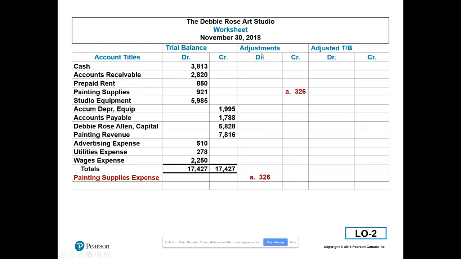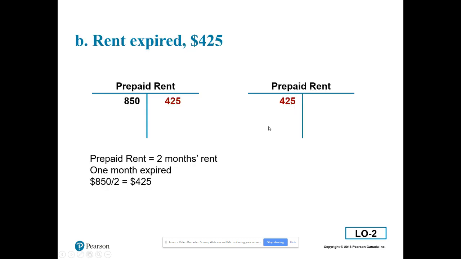And then when I go to my adjustments column, here's the first adjustment that I have. My supplies expense isn't listed down here yet, so I write it in, $326. My supplies asset, $326. Debits in the debit column, credits in the credit column. I also put a letter reference so that I know which adjustment this applies to.